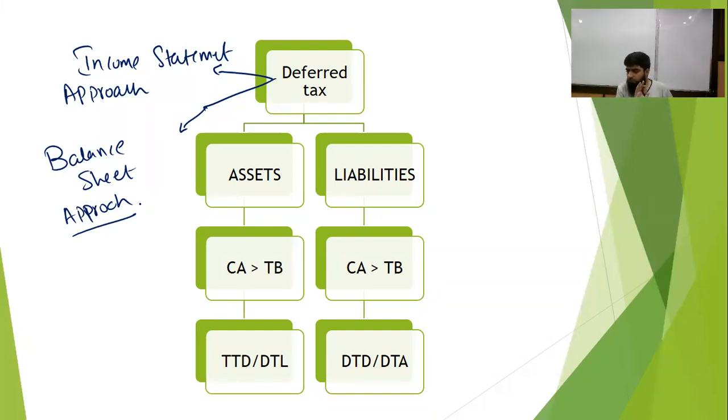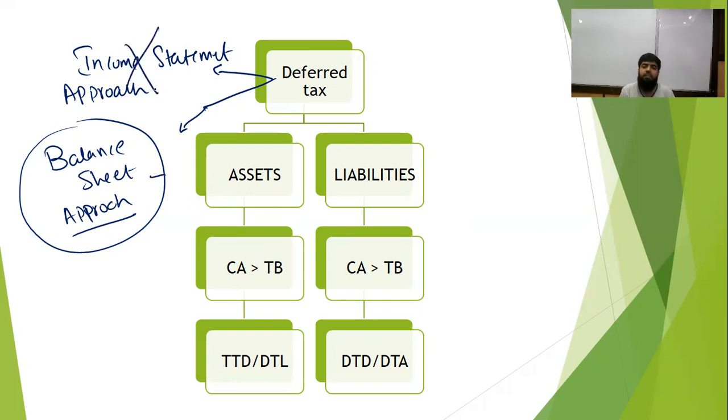But IAS 12 suggests, and most of the time in practical life in different organizations, whenever we calculate the deferred tax, we usually use the balance sheet approach. That is quite simple, easy, and a very precise way to calculate the deferred tax. So the balance sheet approach is the most favorable and most recommended approach. From the paper point of view, your examiner will definitely test you on deferred tax using the balance sheet approach. So we are not going to discuss the income statement approach.